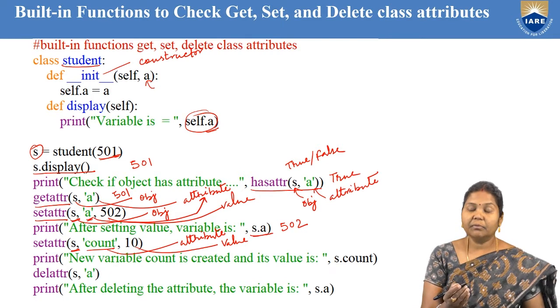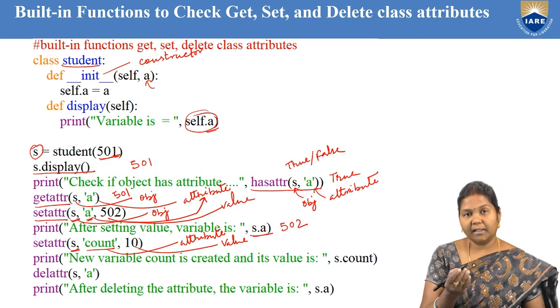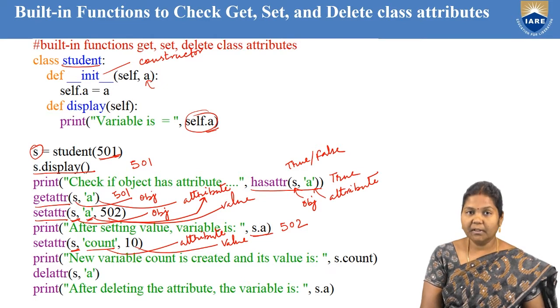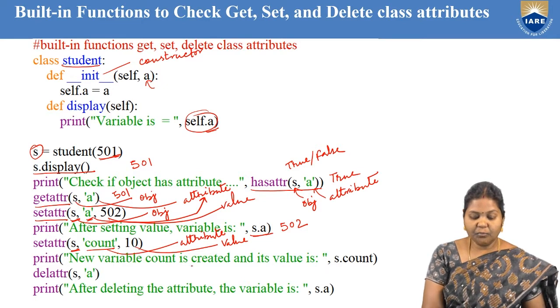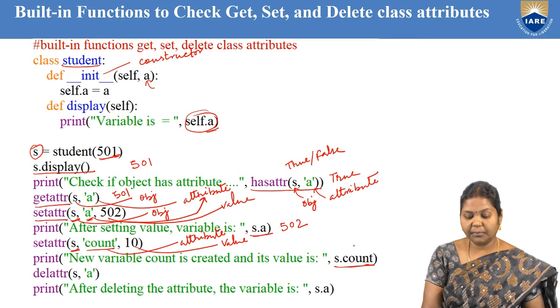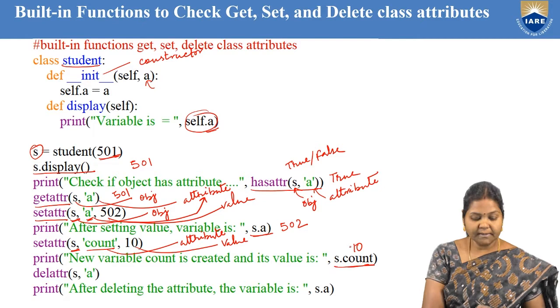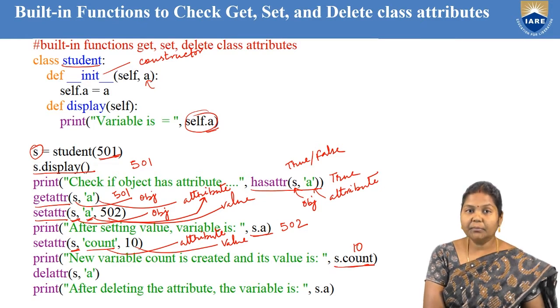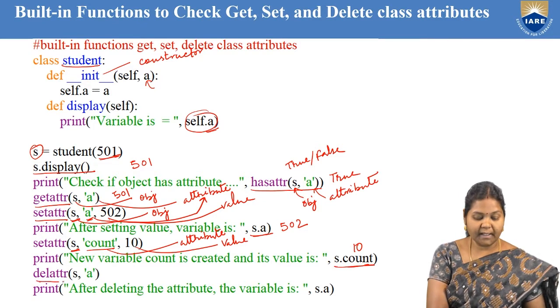So, set attribute is playing a dual role. An existing attribute's value you can replace, or a new attribute you can create with a new value. So, both ways you can use it. The new variable count is created, and if you want to print its value, it will print as 10. Similarly, if you want to delete one attribute, you can do it through the del attribute method.